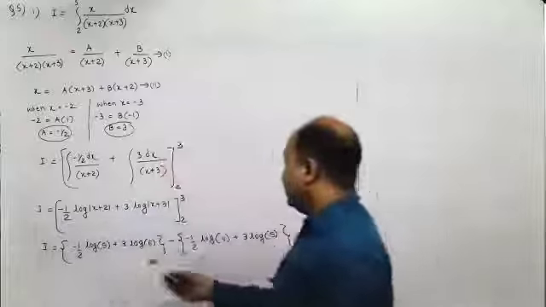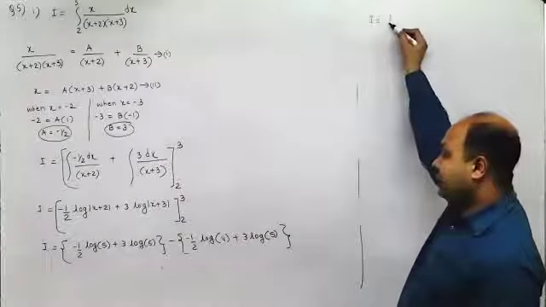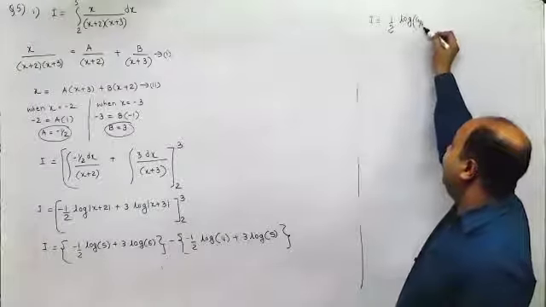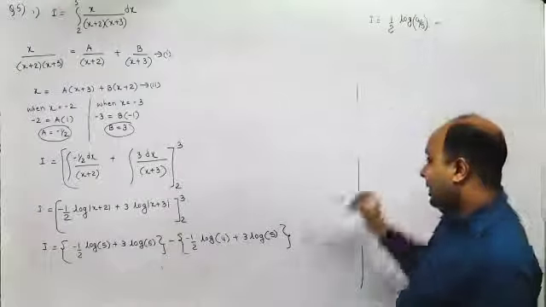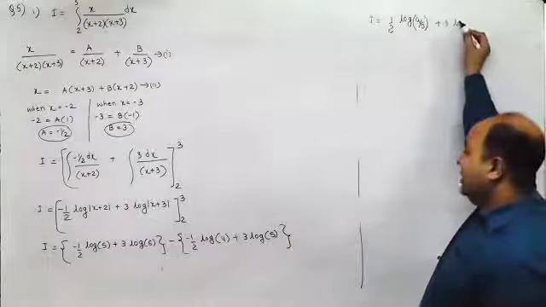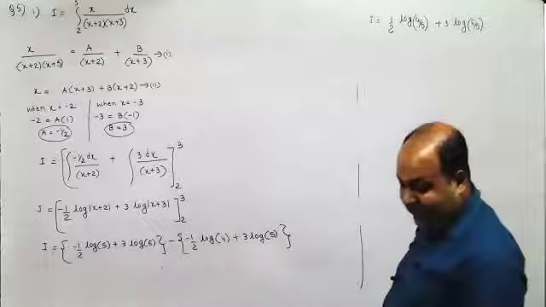When I take these two terms together, I would get I equal to half of log 4 minus log 5. So it would be log 4 by 5. And then minus, this would be 3 log 6 minus 3 log 5. I'll take 3 common, I'll get log 6 minus log 5, which is log 6 upon 5. This would be the answer.